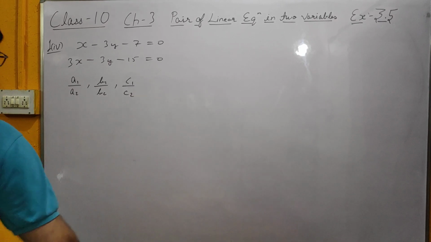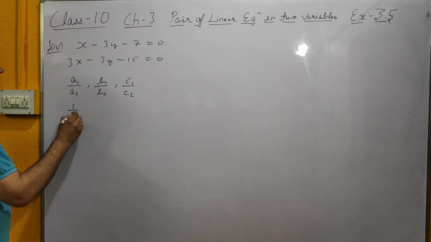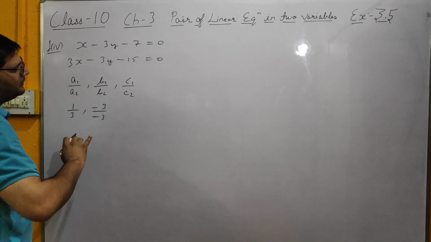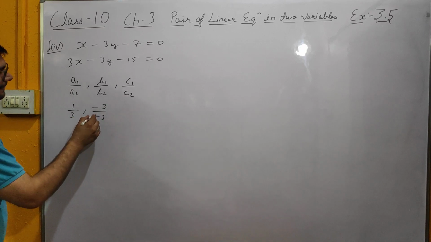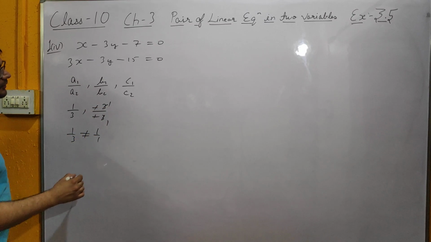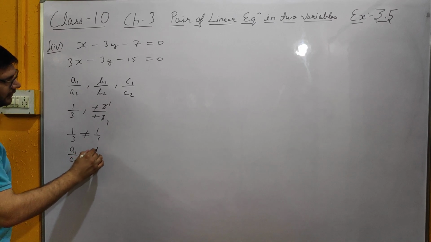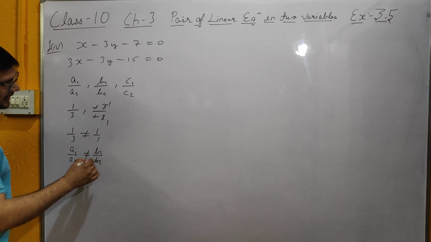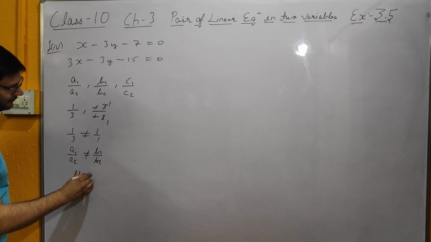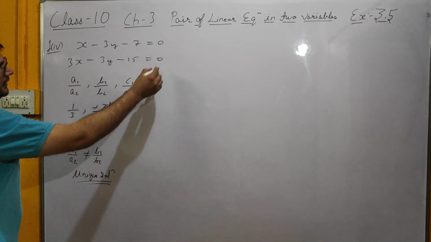Fourth part. Again, we will check first of all 1 by 3, then minus 3 by minus 3. All right, so we can see here only that 1 by 3 is not equal to 1 by 1. It means a1 by a2 is not equal to b1 by b2. And if it is not equal, therefore a unique solution. Unique solution. All right.